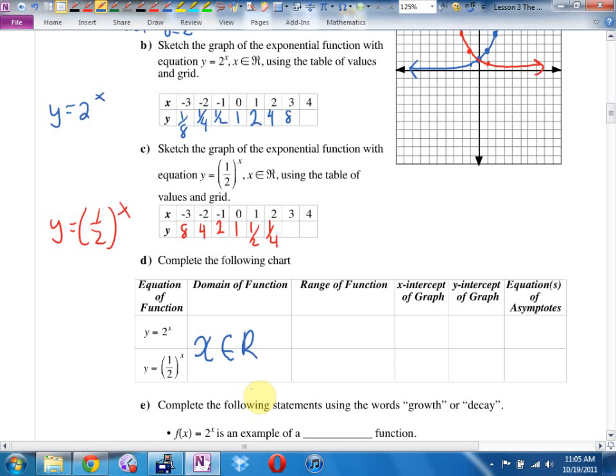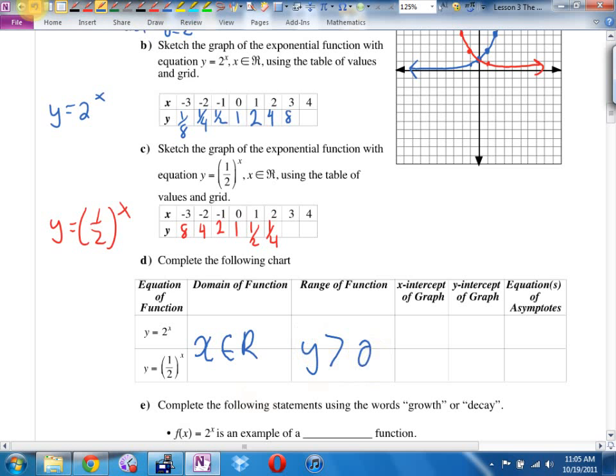Zero, but not touching. Closer and closer to zero. Everything above, but not touching zero. How will I write that? Everything above zero, but not touching. So no "or equal to."